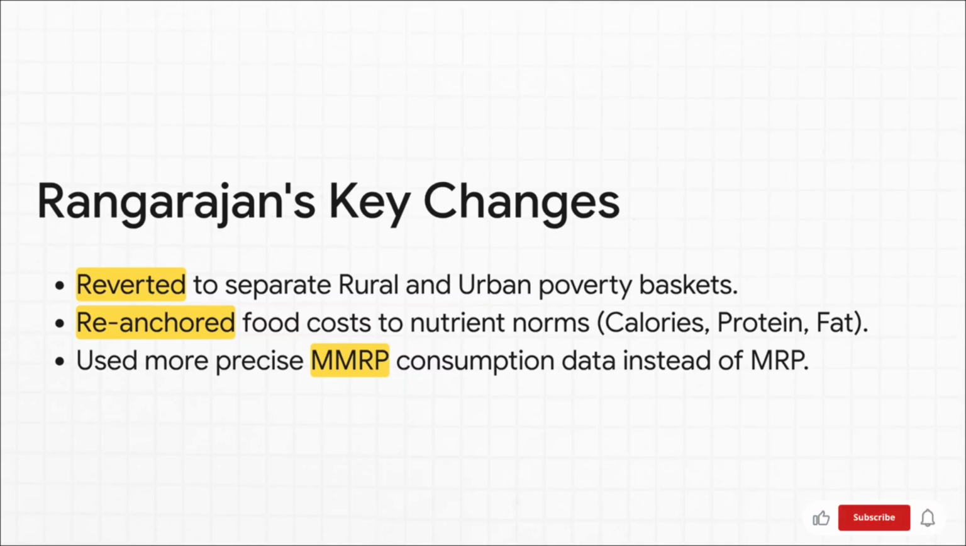They went back to separate baskets for rural and urban areas. They brought back a direct link to nutrition, but made it much more comprehensive. And they used a dataset considered more accurate, the MMRP, or Modified Mixed Recall Period.